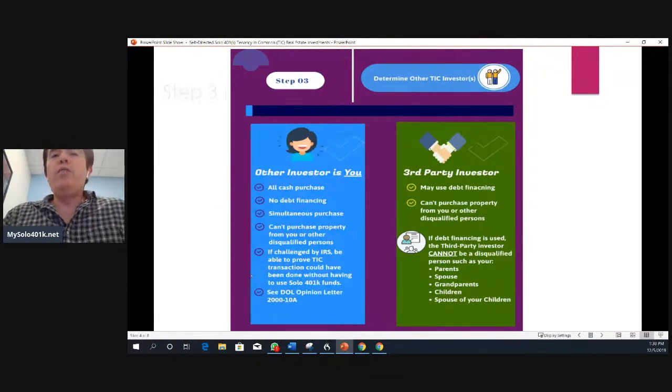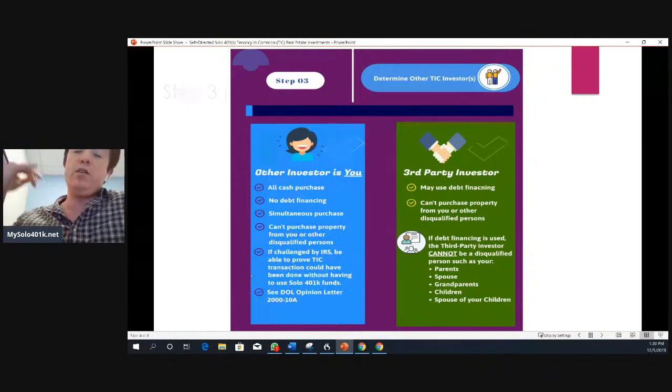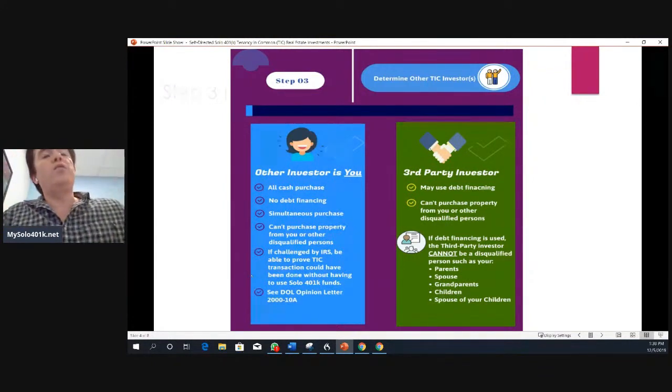Just to reiterate, if you're going to be using debt financing, the third party investor cannot be a disqualified person. A disqualified person includes people up and down the family tree: your parents, your grandparents, your children. It's also your spouse, your son-in-law or daughter-in-law. Then you have to analyze it as if the other investor is you. So now we're back on the other side of the chart.